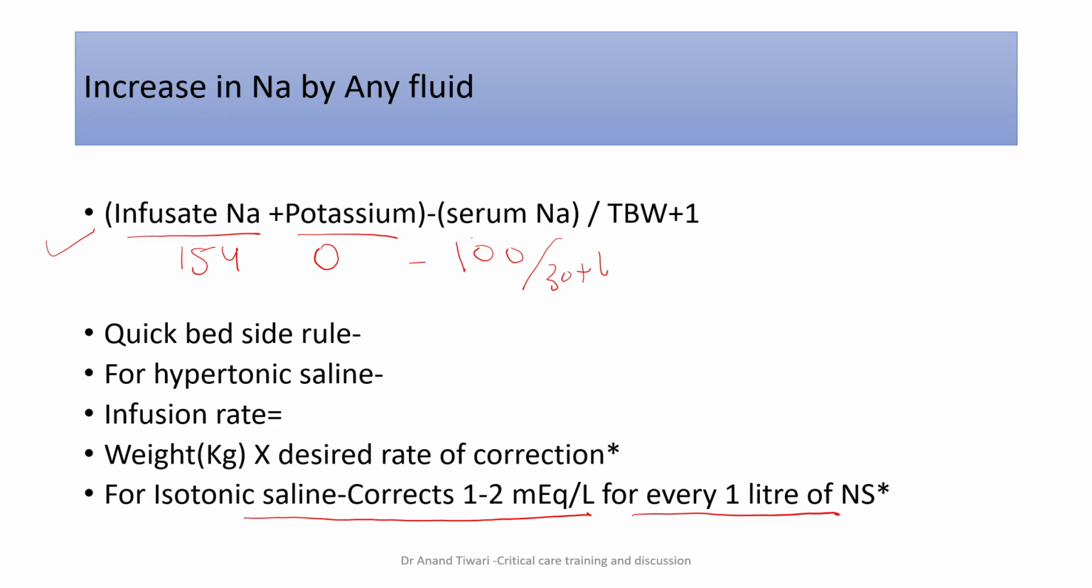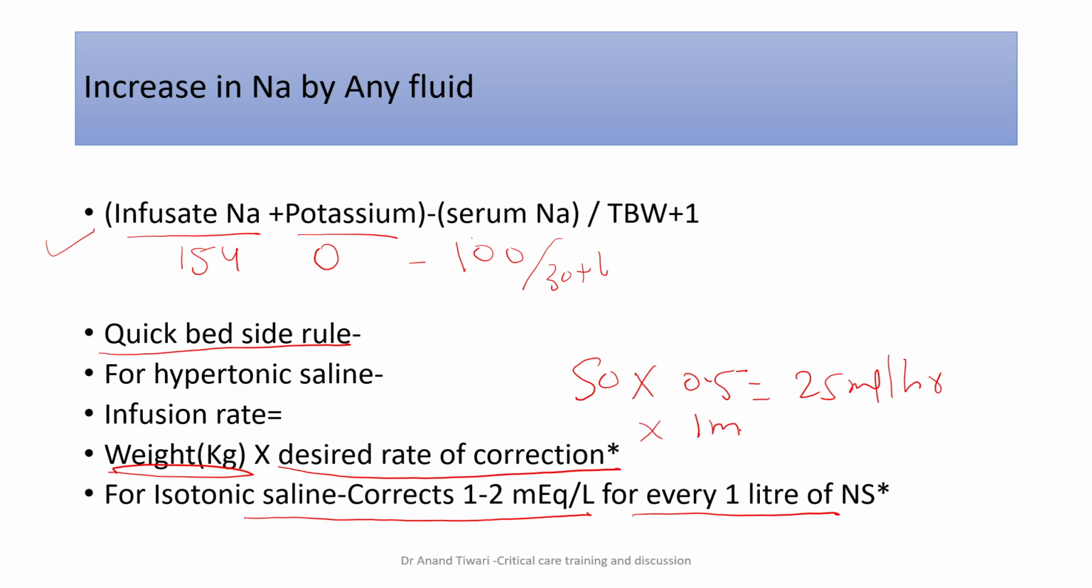Rather than this complex calculation, there is a quick bedside rule. For hypertonic saline, the infusion rate is the weight of the person times the desired rate of correction, which gives an approximate value. If the weight of the person is 50 kg and your desired rate of correction is 0.5 milliequivalent per hour, it will be 50 into 0.5, that is 25 ml per hour. If you want to correct a little more rapidly, 1 milliequivalent per hour, 50 into 1 is 50 ml per hour. So this is how you calculate the infusion rate, and of course you will be doing repeated sodium evaluation.